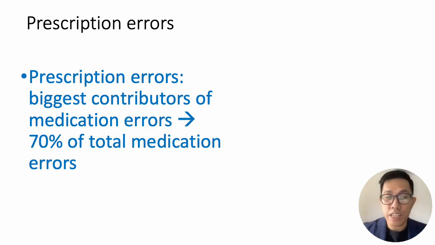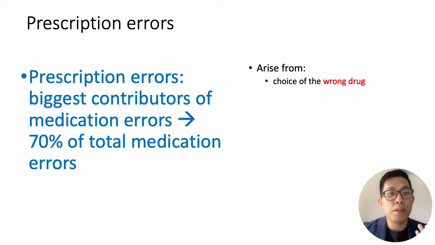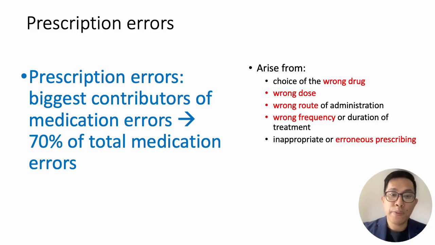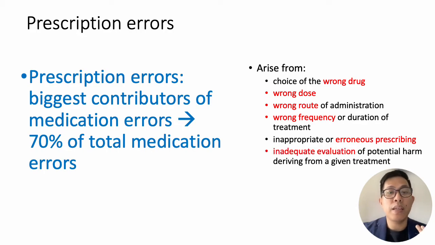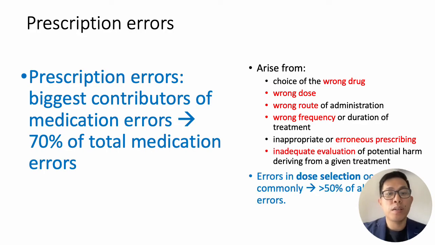So because of this, the profession of pharmacist was introduced to reduce this error and make medical treatment safer to the patient. Okay, right, so prescription errors can happen because of wrong drug, wrong dose, wrong route, wrong frequency, inappropriate or erroneous prescribing, inadequate evaluation, okay, errors in dose selection, which is 50% of the errors.